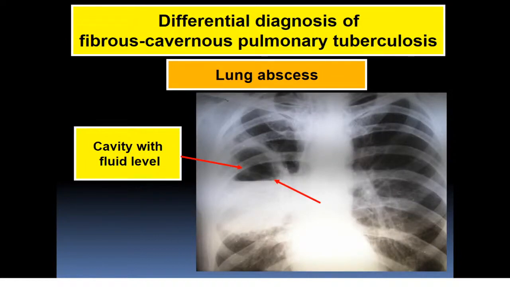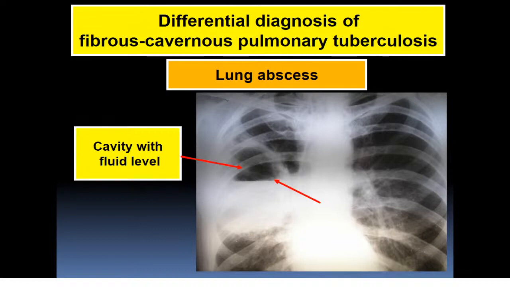And what is the main differential diagnosis of fibrous cavernous pulmonary tuberculosis? First, lung abscess. We should differentiate it with lung abscess. On this X-ray, we can see lung abscess with a cavity with fluid and horizontal level of fluid. This is typical for lung abscesses and not typical for cavinas.